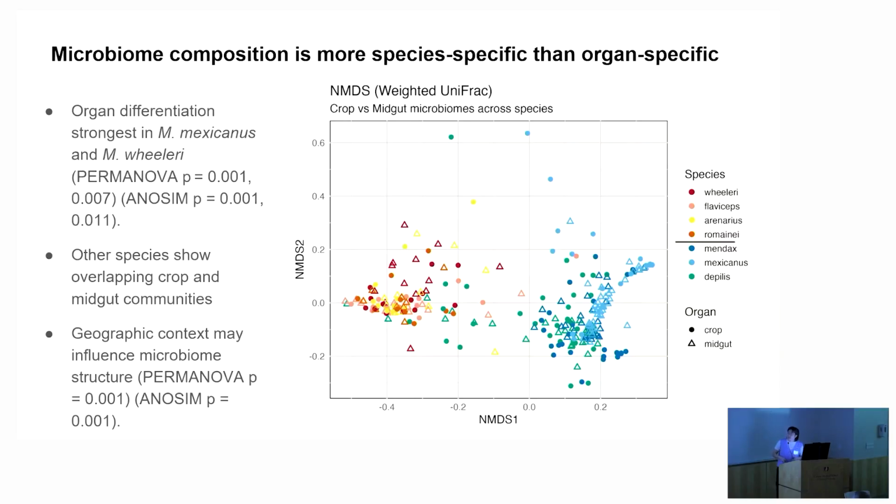We then wanted to see how microbiome composition differs across species as well as organs. And so here we have an NMDS plot using weighted UniFrac.